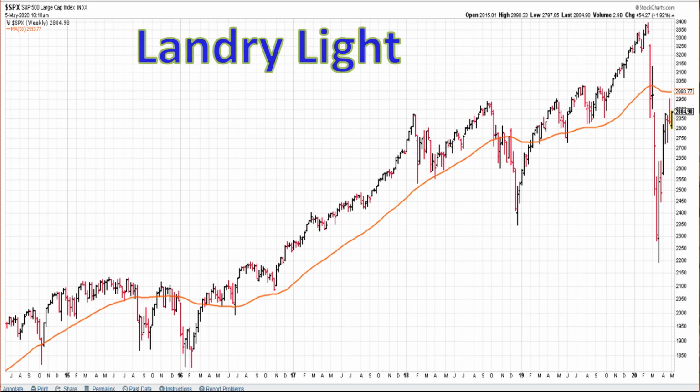Now, one thing I've been talking about quite a bit lately is Landry Light. Landry Light, to the downside, is simply that the highs are less than the moving average, and to the upside, the lows are greater than the moving average. And by accident, I discovered the 50-week simple moving average by looking at it and seeing whether or not you have downside Landry Light or upside Landry Light. So red when it's below the moving average and green when it's above the moving average. As a general statement, that will help to keep you on the right side of the market.